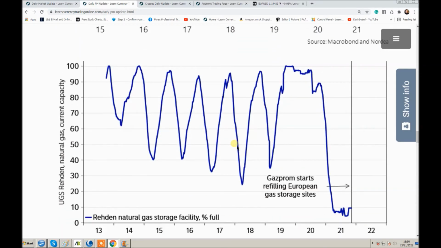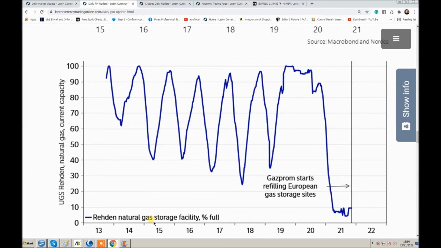This is an interesting chart. What you've got here effectively is Europe being held hostage by Russia in terms of gas. Russia supplies the gas, and Gazprom, they start to refill gas storage sites. But look, you've hardly got any gas. Rough National Gas Storage, it's a huge facility the size of 240 full-size football pitches.